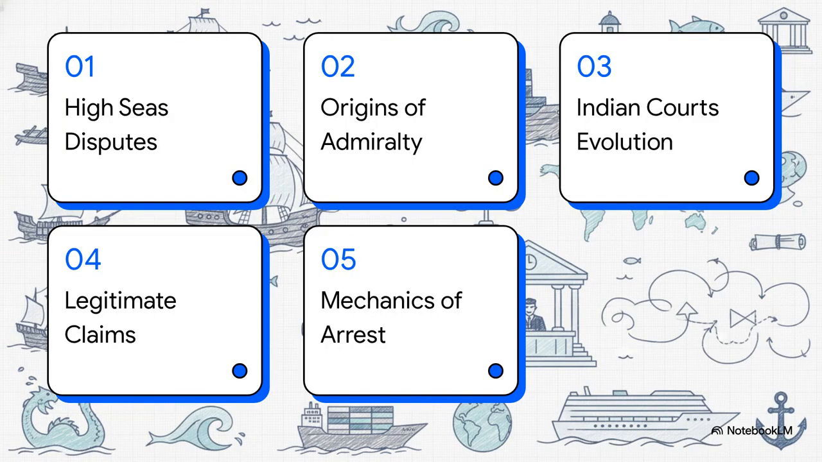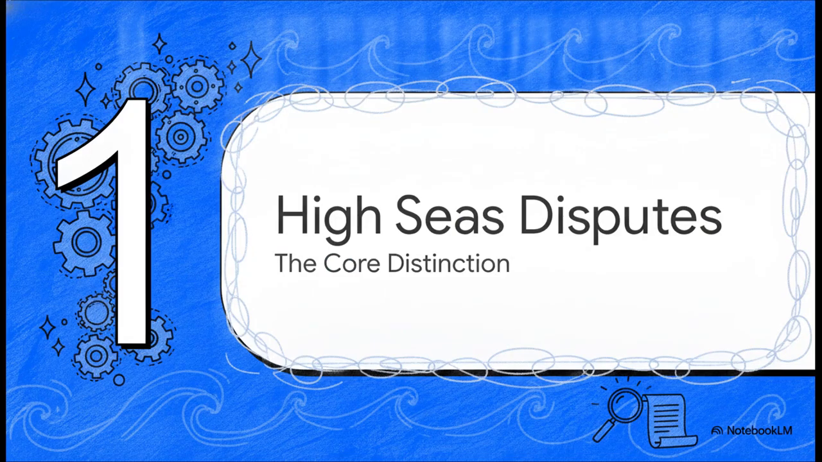To figure out how we solve that, we're going to follow a pretty clear roadmap today. We'll look at resolving high seas disputes, the origins of Admiralty Law, how it evolved in Indian courts, defining legitimate claims, and finally the actual mechanics of a ship arrest. Let's kick things off with Section 1, Resolving High Seas Disputes, and the core distinction in maritime law.